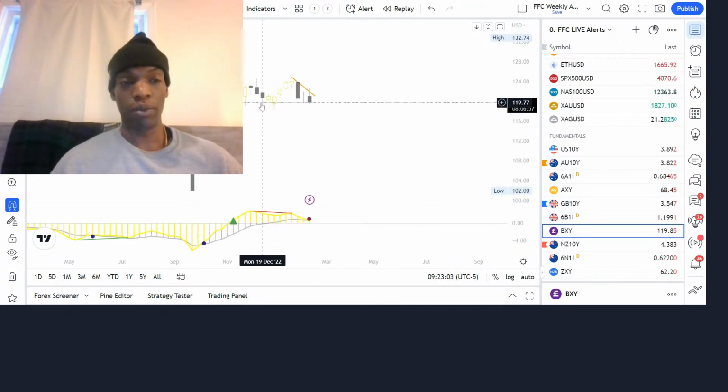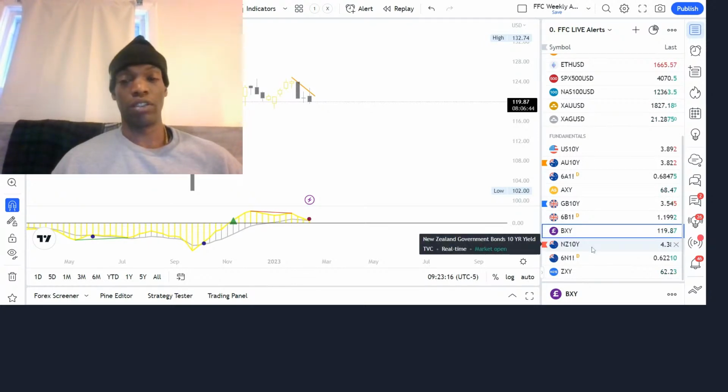All right, pretty much the same thing for the index. I'm just using this for fundamental analysis. Don't mind the trade ideas. I'm not trading any of these. I'm just using them to take note of how the market was looking this week and the upcoming week.